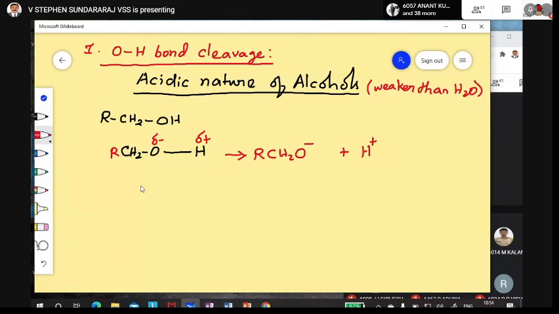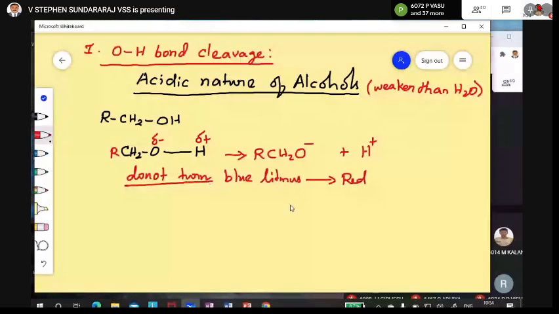Some points you should know for MCQ purposes: they do not turn blue litmus to red, being that weakly acidic, they are unable to turn it. Even for turning blue litmus into red, if you study the indicator theory, some slight change takes place, the conjugate acid-base change will take place.